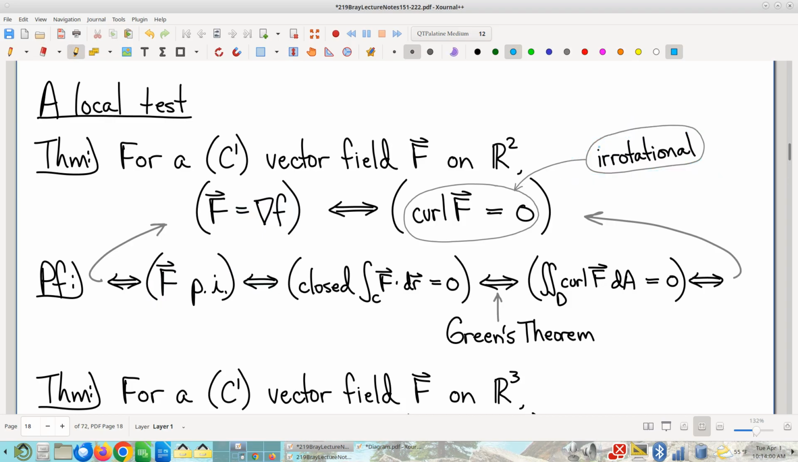Okay, so punchline. If you want to know if something's a gradient, aka if it's path independent, aka if all the circulations are 0, no problem. Here's your local test. Compute curl, see if you get 0.